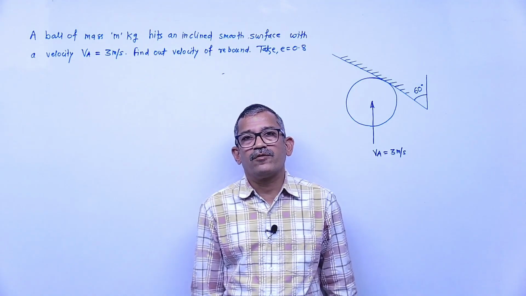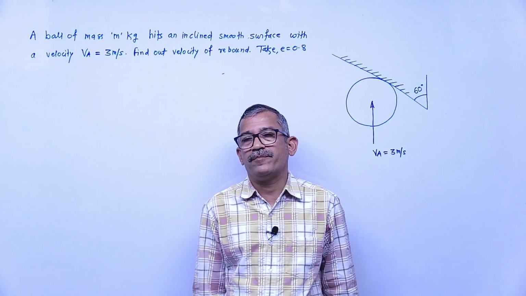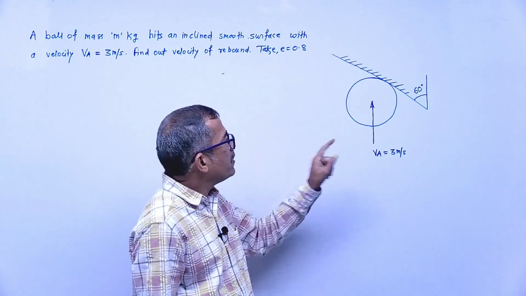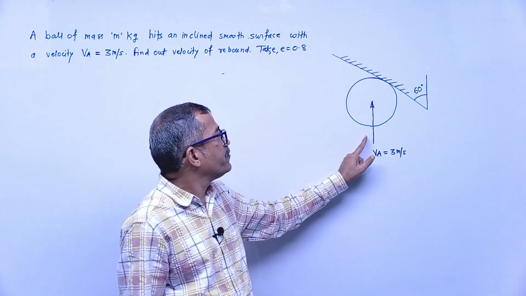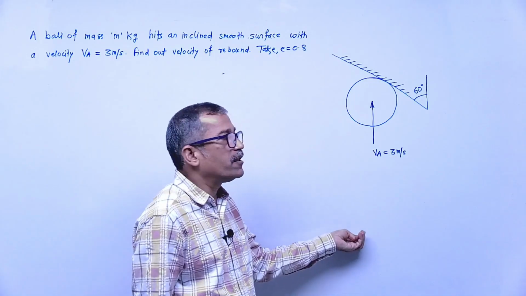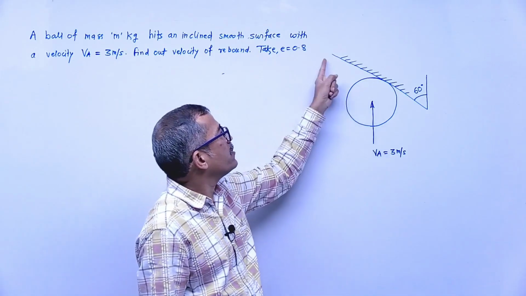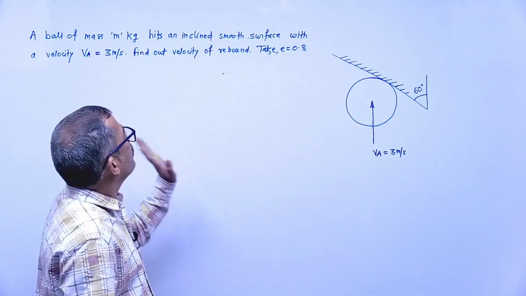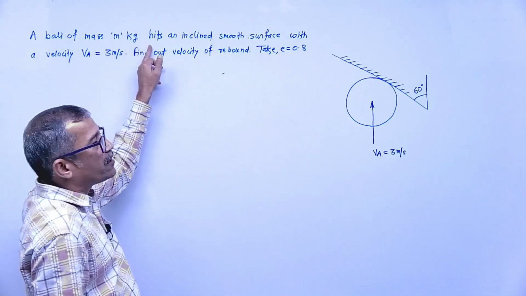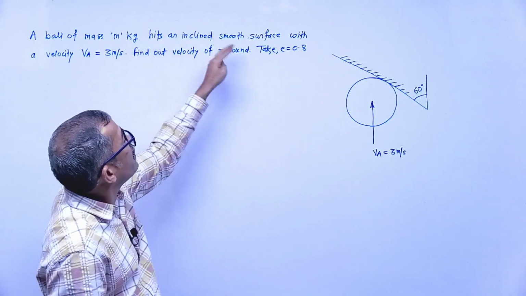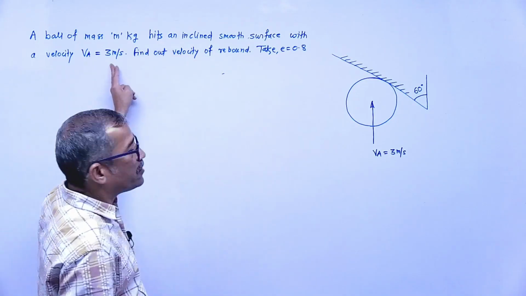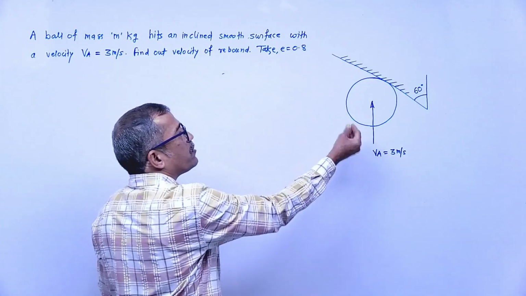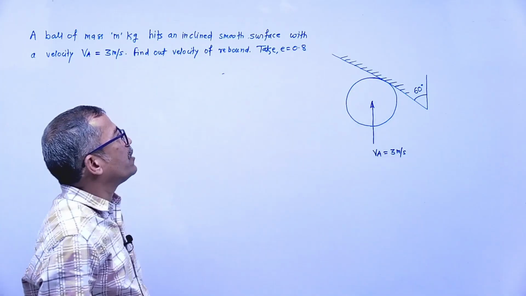Today in this lecture we will solve a problem of the impulse momentum principle. See what is given in the figure. There is one body, a ball, moving in the vertically upward direction, and it strikes an inclined plane which is inclined at 60 degrees. What is given in the wording? A ball of mass m kg, mass is not given, hits an inclined smooth surface with a velocity of Va equal to 3 meter per second. Find out the velocity of rebound. Means once it strikes, with what velocity it rebounds, you have to find out.